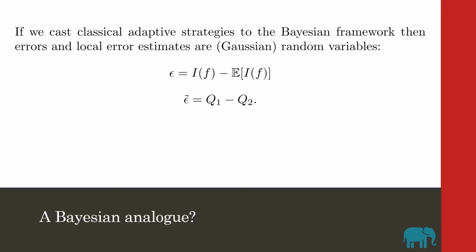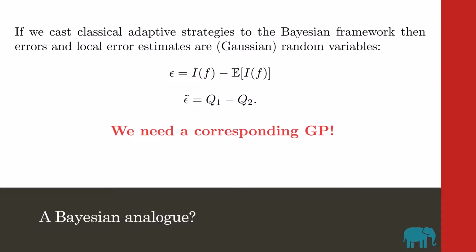We are now interested in adaptive Bayesian cubature methods. Maybe the first natural way of creating one would be to try and cast a classical adaptive strategy into the Bayesian framework. For instance, we could take the previously specified adaptive trapezoidal method and recast it in the Bayesian framework. But how do you do this? Well, the first thing to note is that the error and local error estimates are Gaussian random variables, but we also need a corresponding Gaussian process.